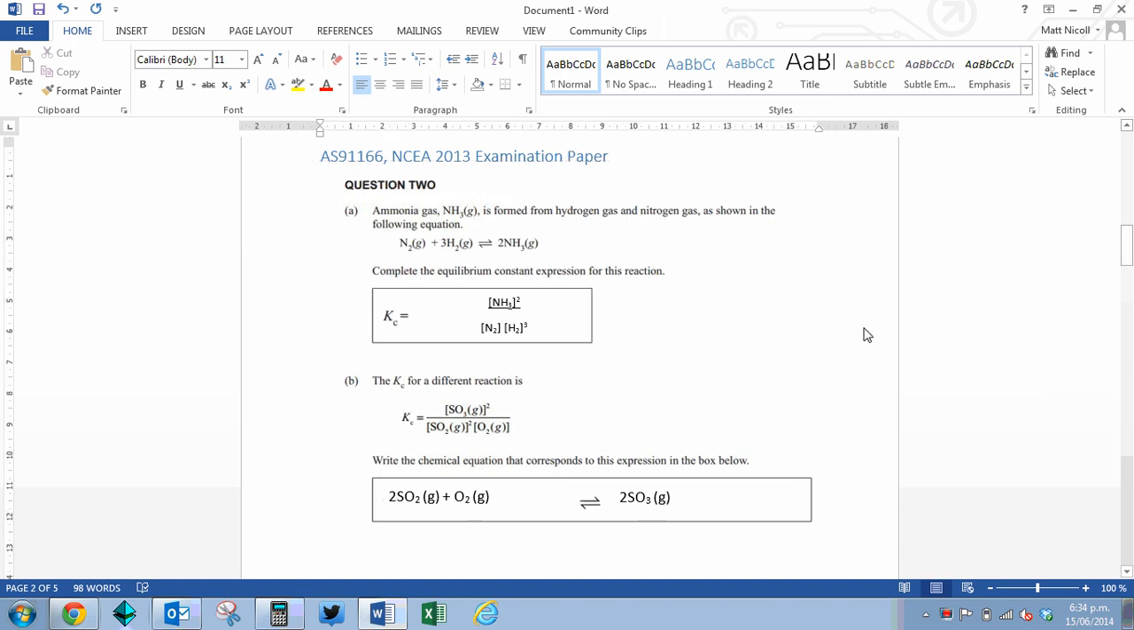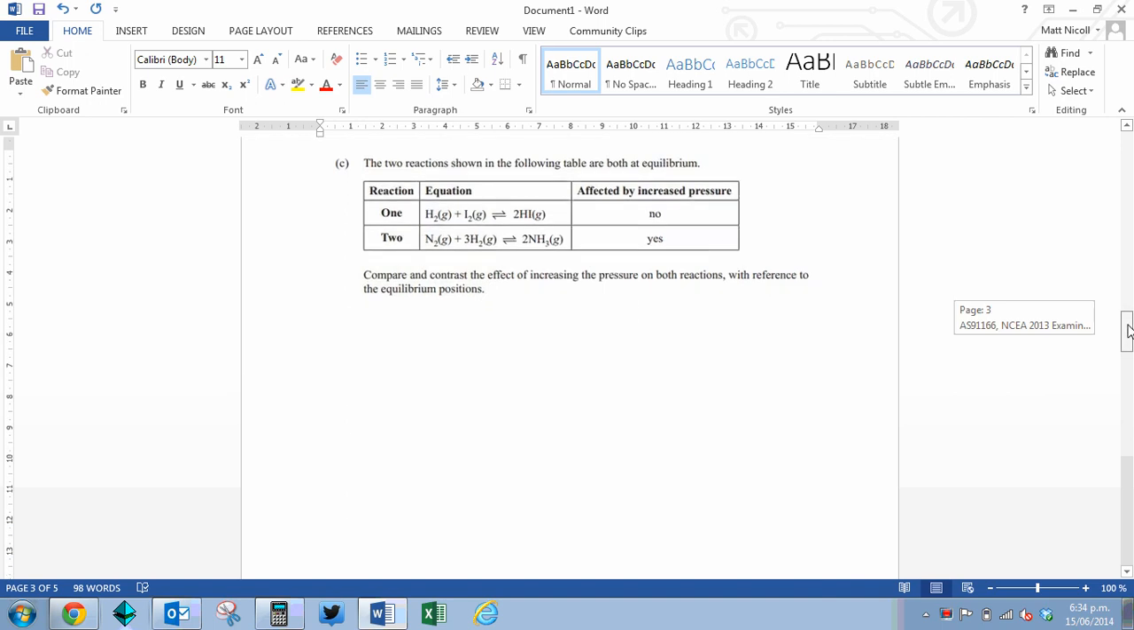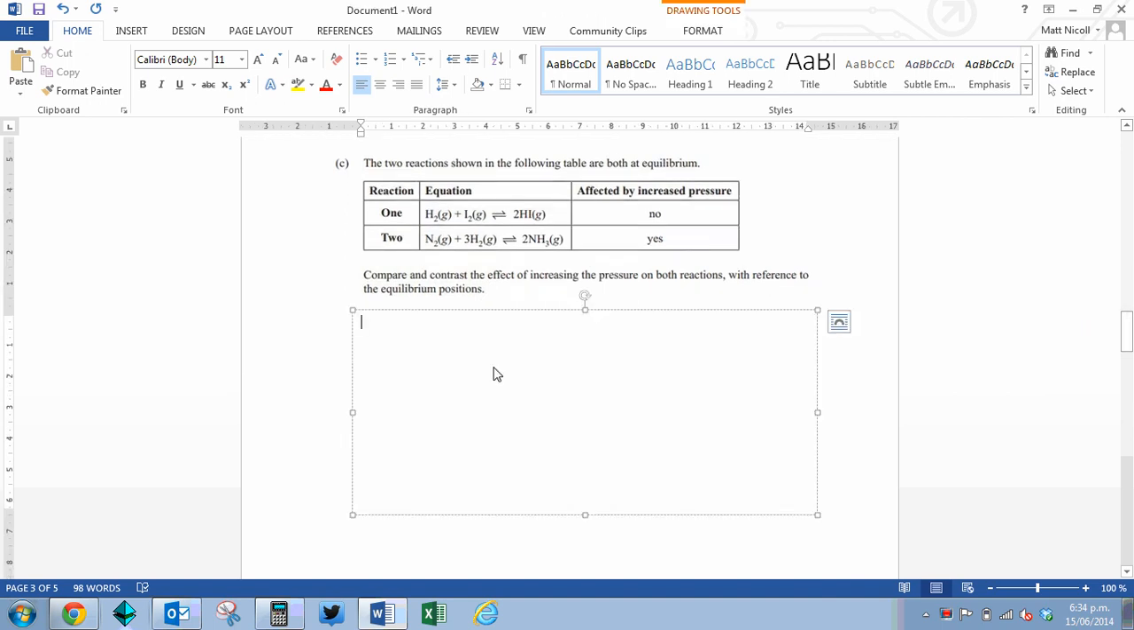Right, let's see our next thing that we're being asked to do in this question. The next one is the effect of changing conditions, and this is pressure, as it says there. An increase in pressure will only affect systems that have got gases in them, and these two systems do. It will actually only have an effect if there is a difference in the number of moles of gases on each side.